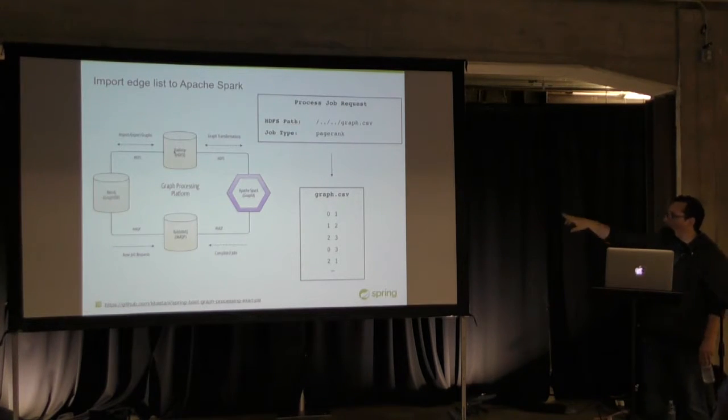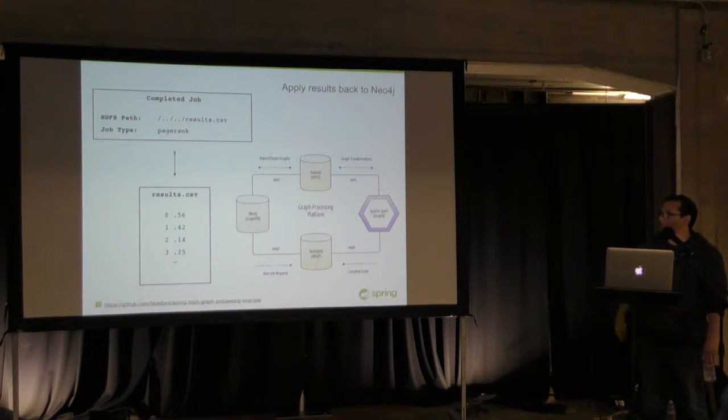So as I do that, Apache Spark is going to pick up that definition. It's going to import it in memory into Apache Spark, run PageRank on it, and then export the results back to HDFS. So it's going to have a new definition, which is going to be the results CSV, which is going to provide an ID and a value of the PageRank value that was calculated by Apache Spark. So there's this two-way integration going on.